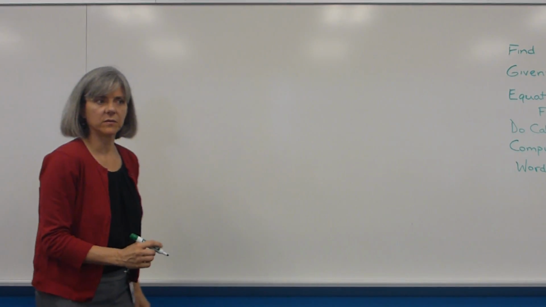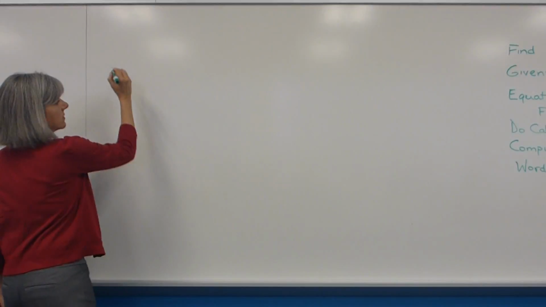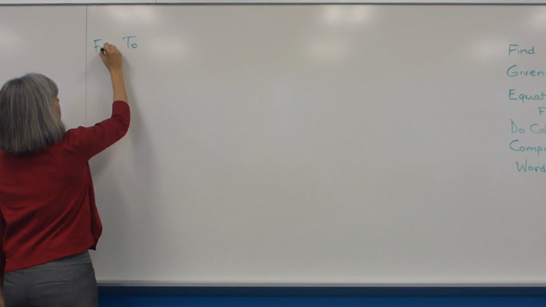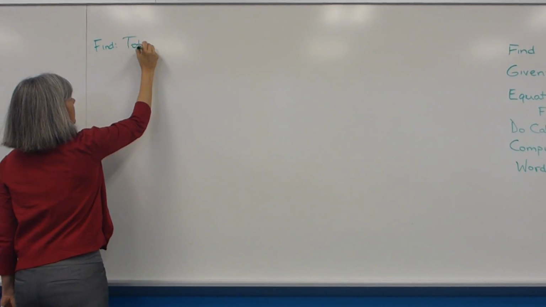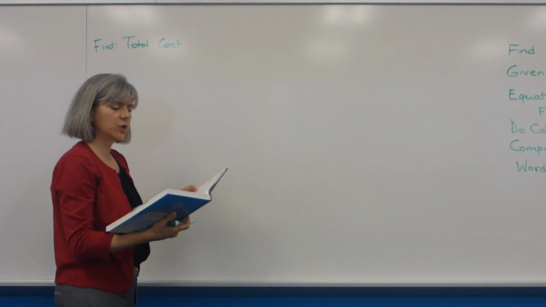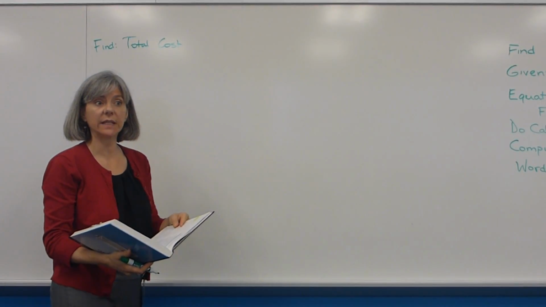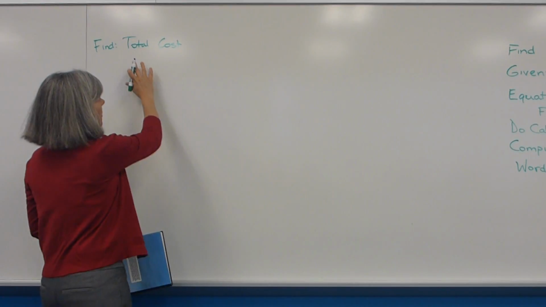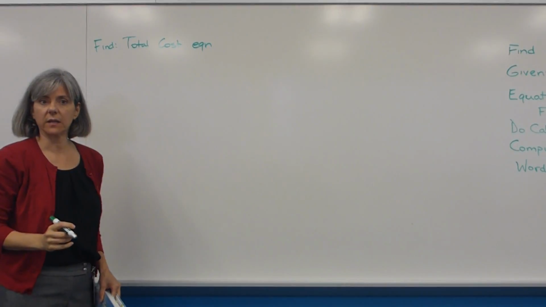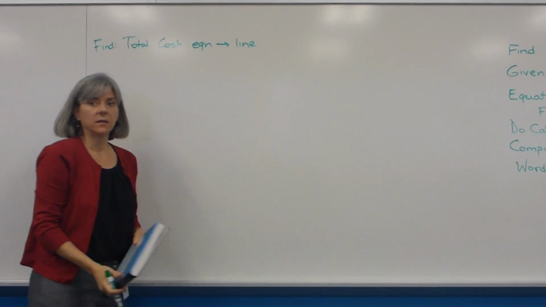So what are we trying to find? Daily cost. Total cost. Just write that. Trying to find total cost. And what else did it say? It said, assuming cost and production are linearly related. So I'm trying to find a total cost equation, and what do I expect it to look like? What does linearly related mean? A line. So I'm actually looking for the equation of a line that's about cost.